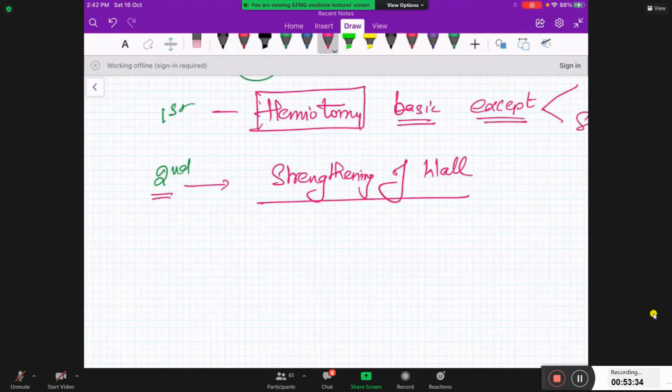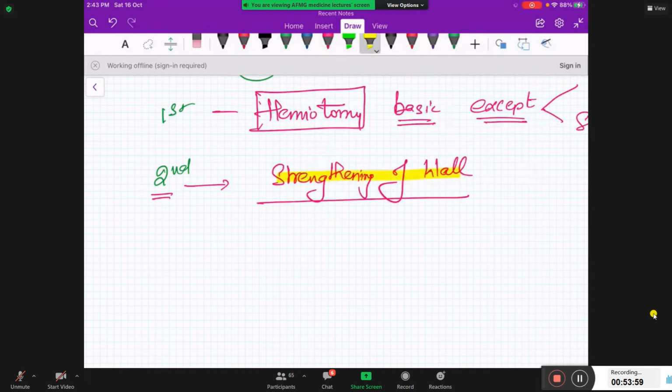So a second step in a hernia surgery is strengthening of the wall. In every hernia we will do herniotomy except these two hernias, and after herniotomy the second procedure will be a strengthening of the wall.